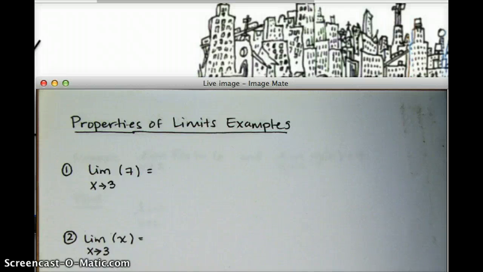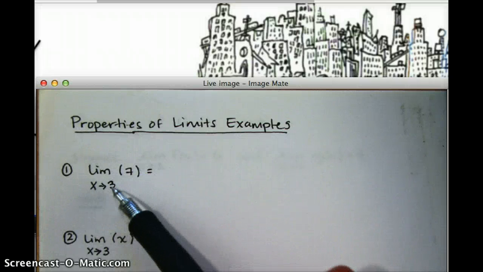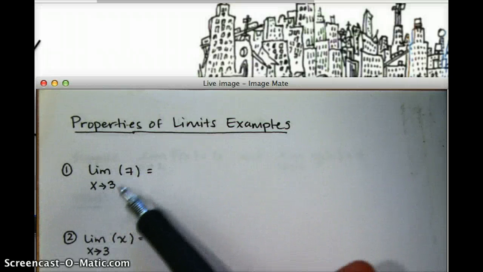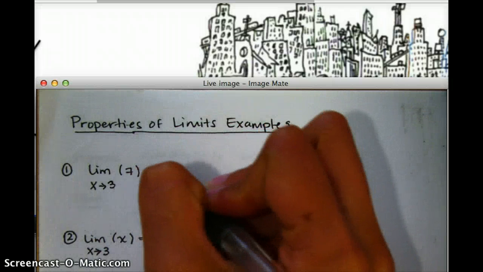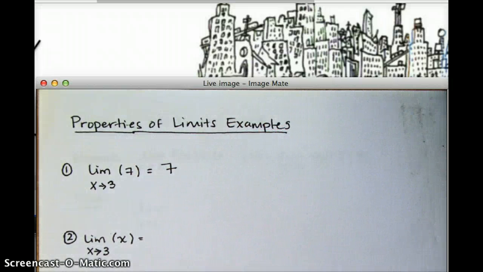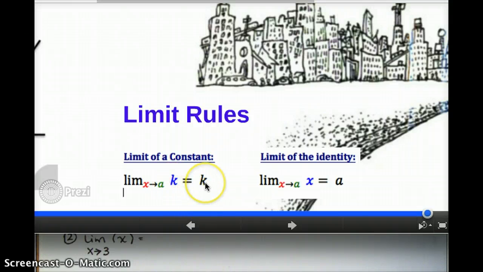In this first one, this is the limit as x approaches 3 of 7, and the meaning of this limit is saying what happens to 7 as x gets close to 3. Well, 7 doesn't depend on 3. 7's just 7. Nothing happens to 7. The limit as x approaches 3 of 7 is 7, and that's the limit of a constant. 7 is k, and that's the answer.